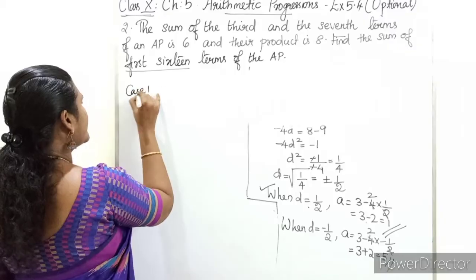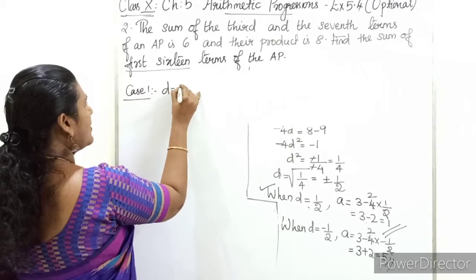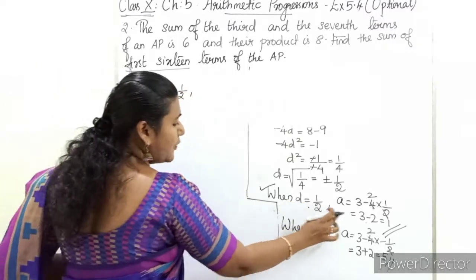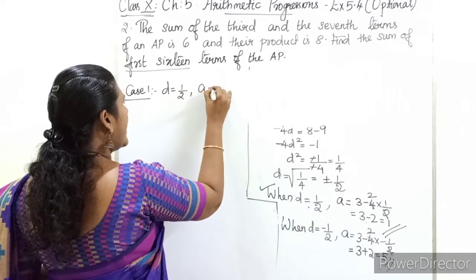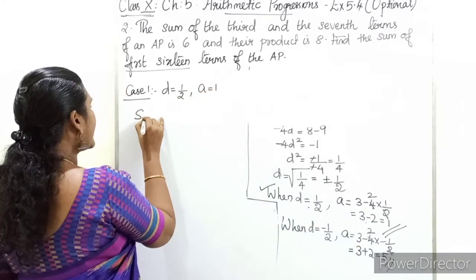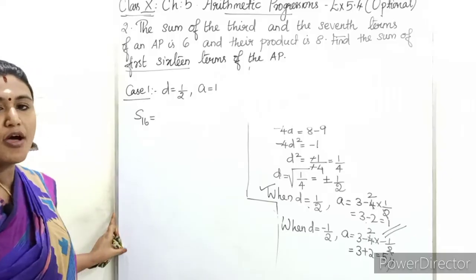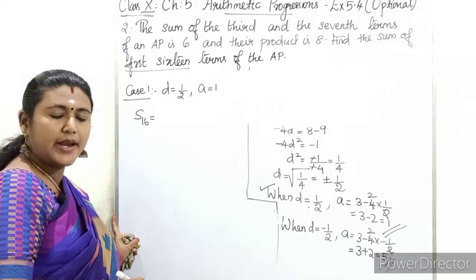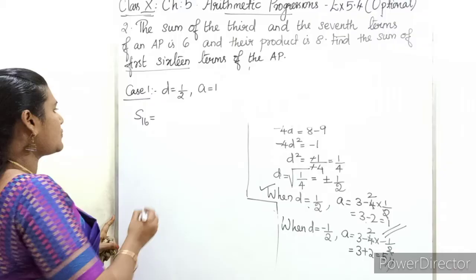Case 1, D is equal to 1 by 2 and the corresponding A value is equal to 1. So A is equal to 1. We have to find S16. So the formula is, Sn formula is n by 2 into (2A plus (n minus 1) into D).